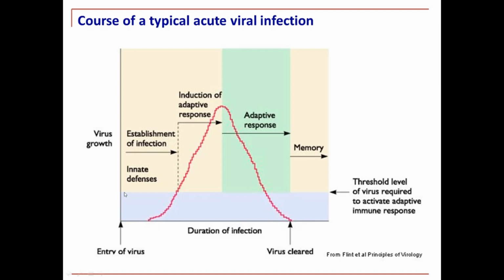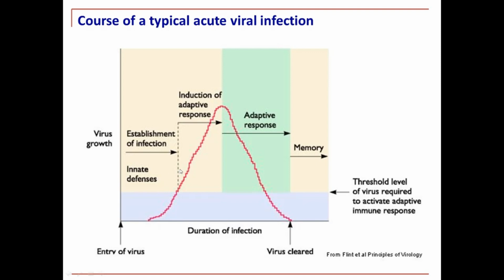You can see when a virus enters your body, it has to enter cells before it can do anything itself, before it can start replicating. But of course, very early on, the innate defenses start kicking off. The red is just showing the amount of virus. So you can see the virus has entered the cells and is starting to replicate within the cells, and your innate defenses are kicked off.